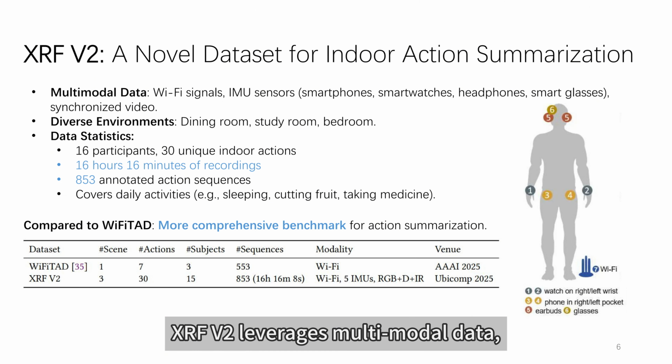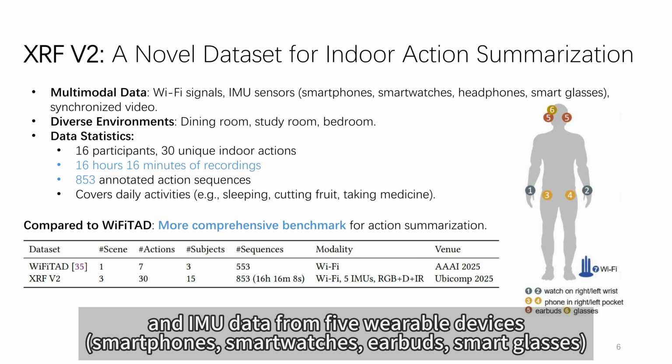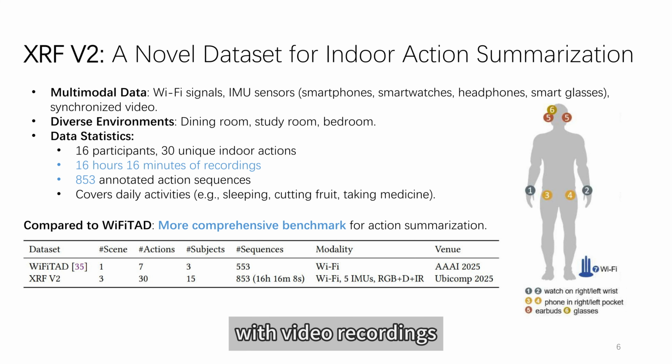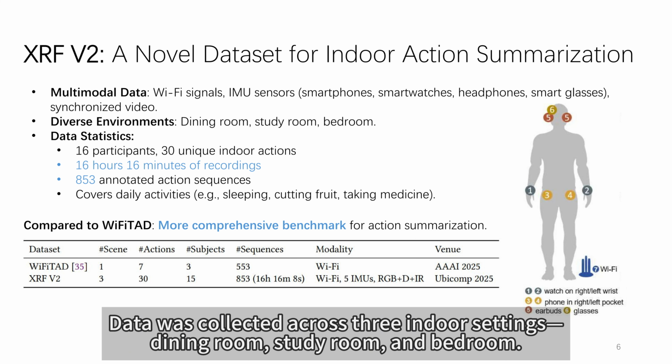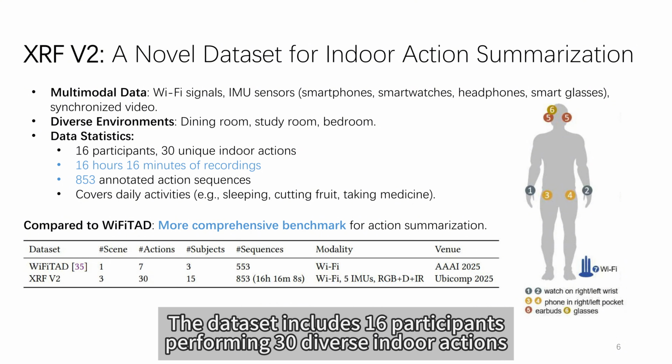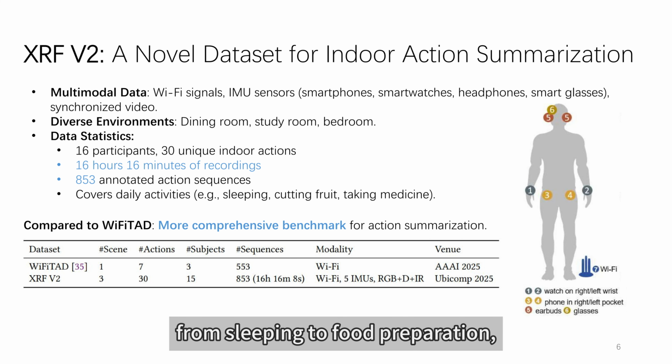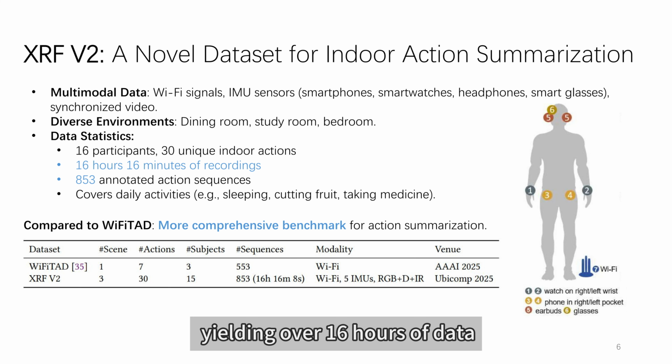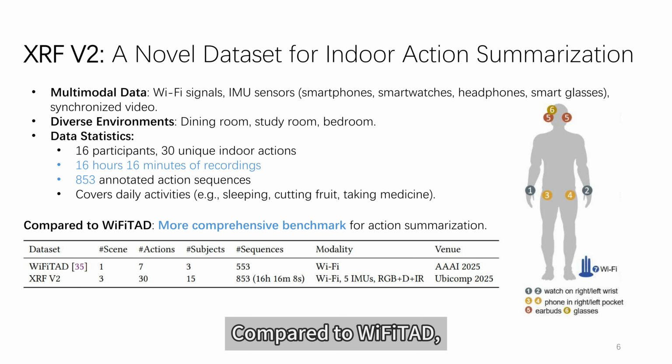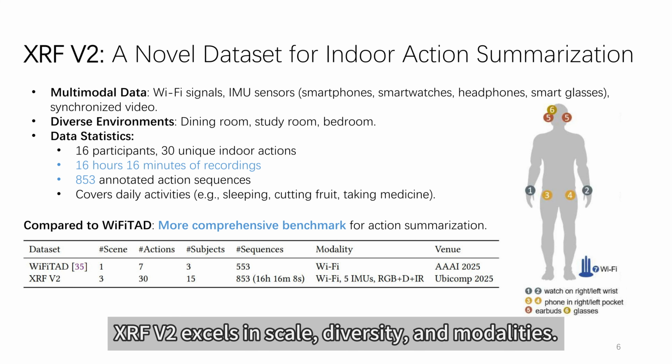XRF-V2 leverages multimodal data, combining Wi-Fi signals and IMU data from 5 wearable devices: smartphones, smartwatches, earbuds, smart glasses, with video recordings. Data was collected across 3 indoor settings: dining room, study room, and bedroom. The dataset includes 16 participants, performing 30 diverse indoor actions, from sleeping to food preparation, yielding over 16 hours of data and 853 annotated sequences. Compared to Wi-Fi TAD, XRF-V2 excels in scale, diversity, and modalities.